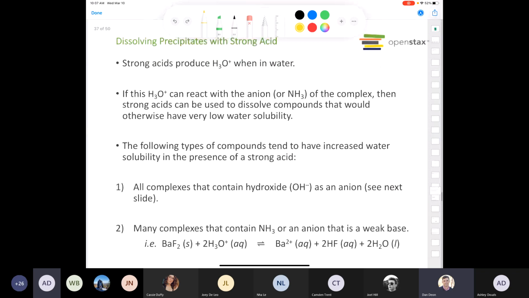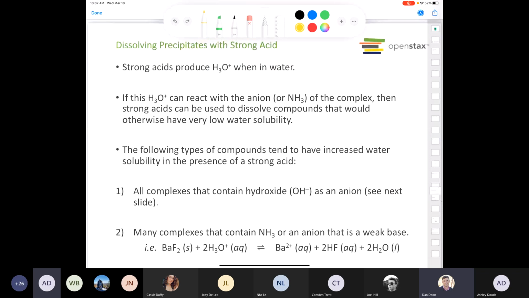How could we dissolve a precipitate using a strong acid?